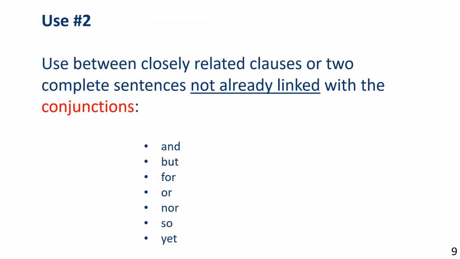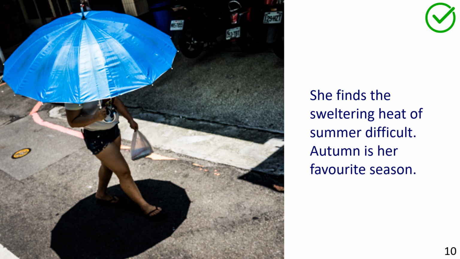Now here's use number 2. Use between closely related clauses or two complete sentences not already linked with the conjunctions and, but, for, or, nor, so, or yet. Look at these 2 sentences. She finds the sweltering heat of summer difficult. Autumn is her favorite season.